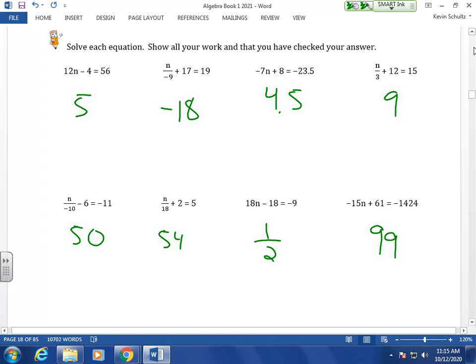And so in this one, last one in the first row here, n divided by 3 plus 12 equals 15. Your first step would have been to subtract 12, right? Move that constant over. And that would give you n divided by 3 equals 3.